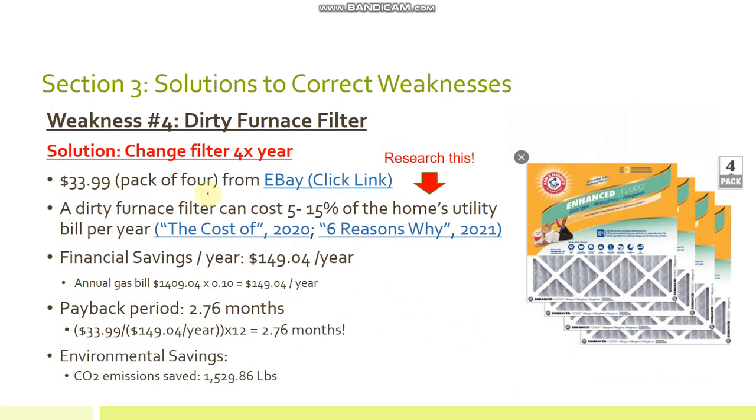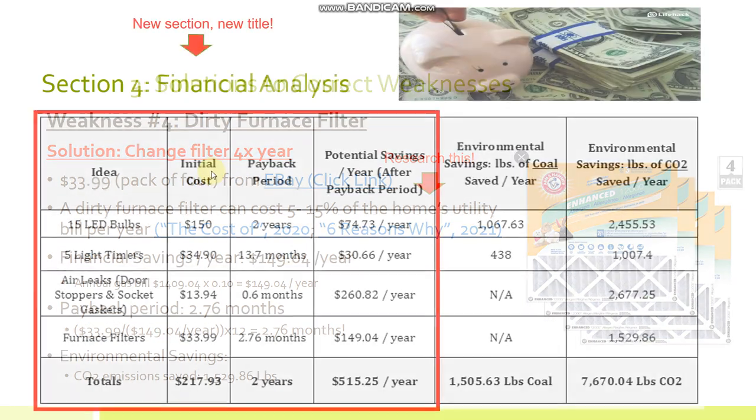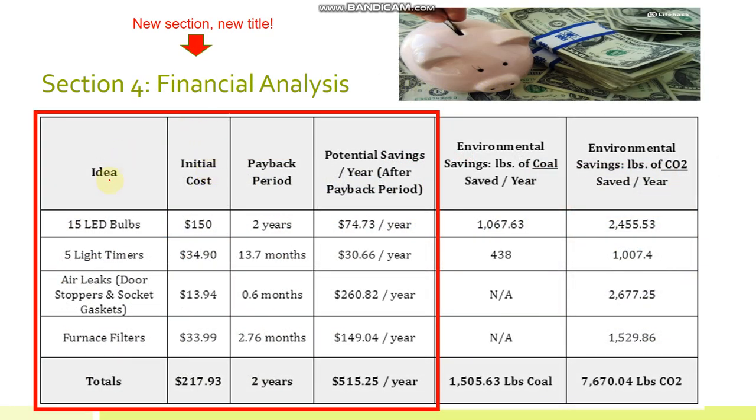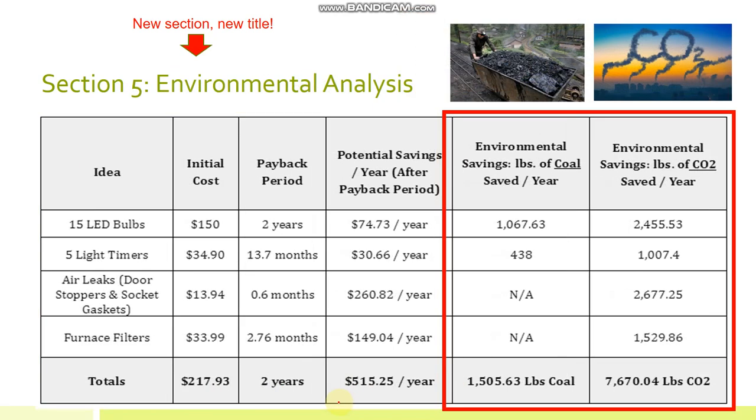Same thing with solution number 3. Don't forget, section 4 is I want all of these ideas in one table to show them, bam, that's how much it costs, bam, that's the payback period, bam, total how much money they're going to save. But then section 5 are the environmental savings in this table. Look how many pounds of coal and CO2 you can save totally.